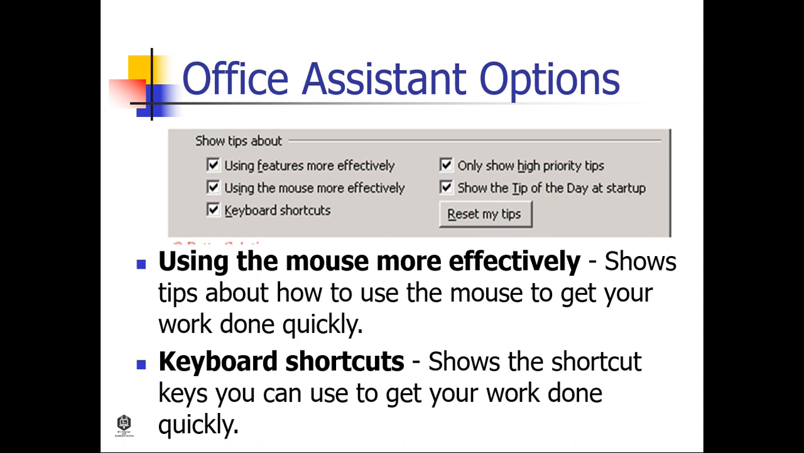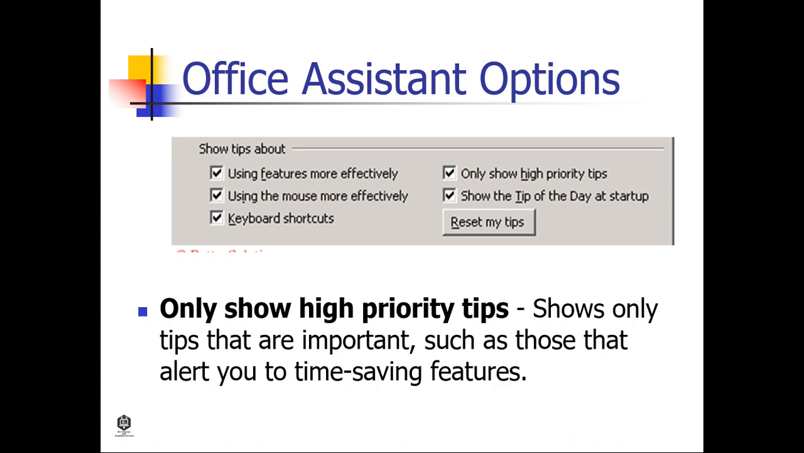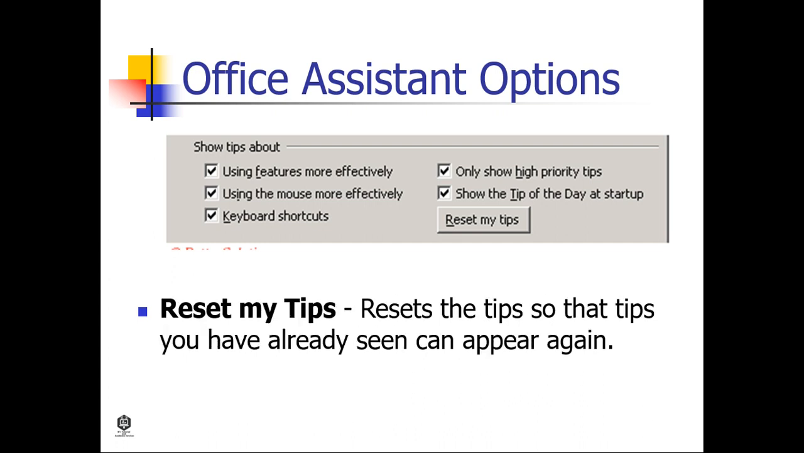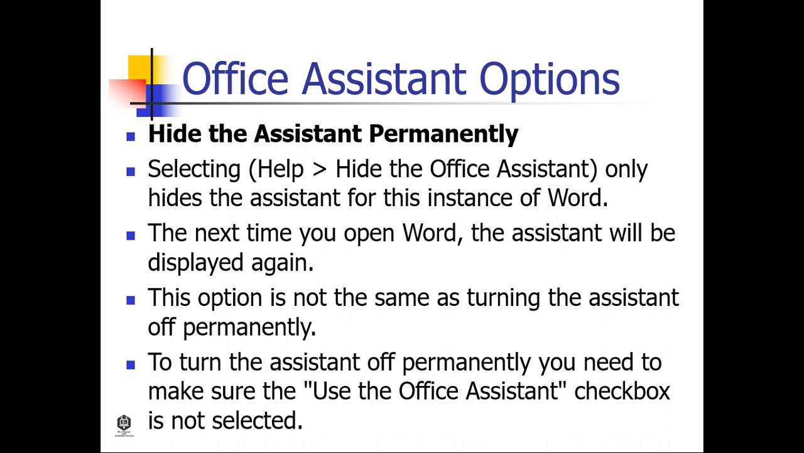Keyboard shortcuts shows the shortcut keys you can use to get your work done quickly. Only show high priority tips shows only tips that are important, such as those that alert you to time-saving features. Show the tip of the day at startup shows the tip of the day when an Office program starts, as an easy way to get familiar with features. Reset My Tips resets the tips so that tips you have already seen can appear again.